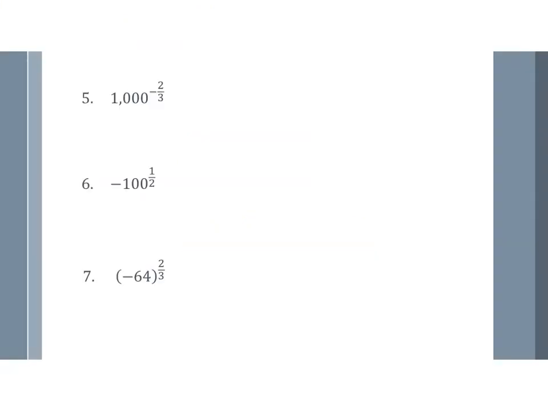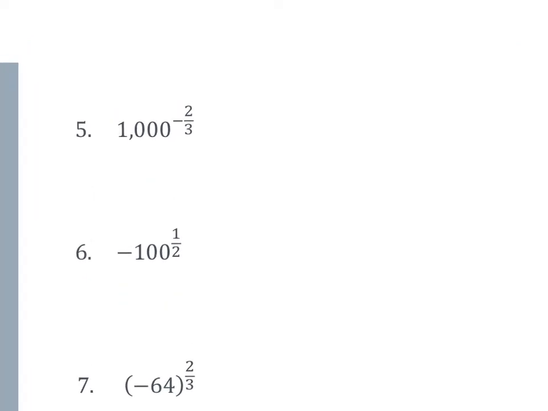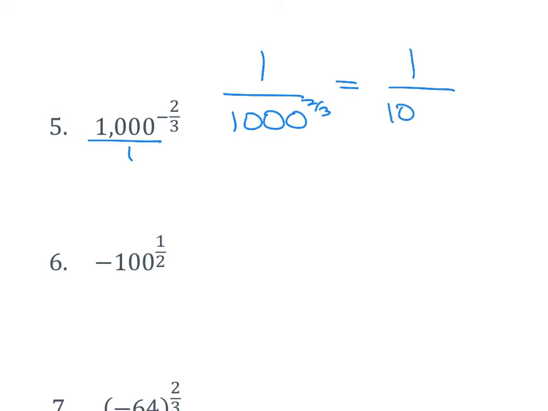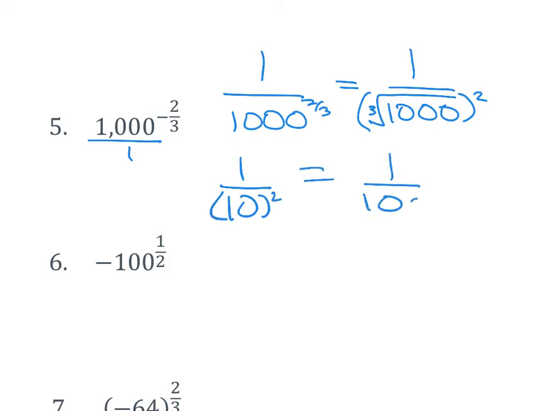Let's try the next one. Another negative exponent. Again, let's not try to do too much too fast. Let's go ahead and first turn it to its reciprocal because it's negative. So I'm going to write 1,000 to the positive 2/3 power. Then I can put in my radical. I'm going to be finding the cubed root of 1,000 and then squaring that answer. So the cubed root of 1,000 is 10 because 10 times 10 is 100 times 10 again is 1,000. And then I square the 10 and I get 1 over 100.